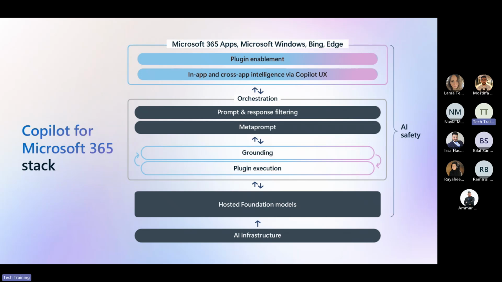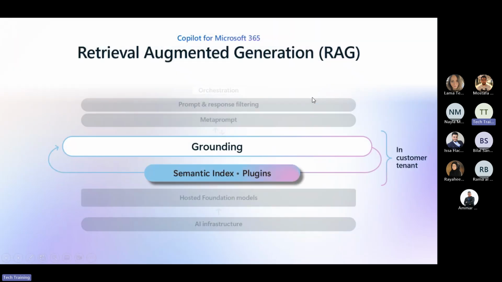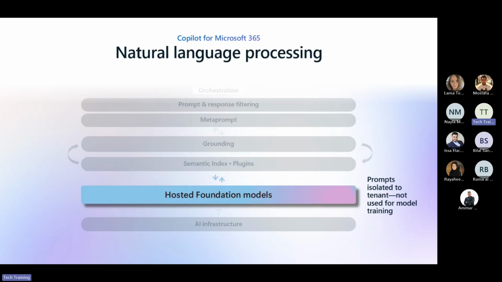So this is the stack we're talking about. We'll start from the AI infrastructure, of course. Here are the models, the plugin and extensions or plugin executions for additional information, and the grounding. Then everything is accessed through a user interface or user experience, which is Bing or the Copilot Studio. This is just a demonstration of how things will be working.